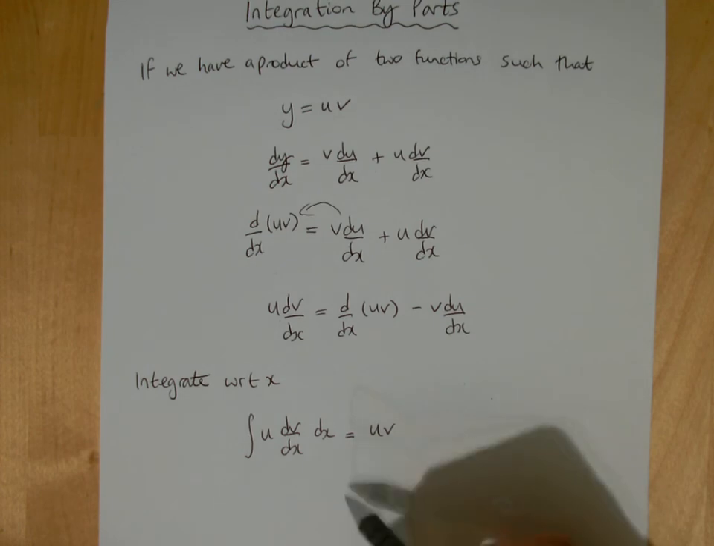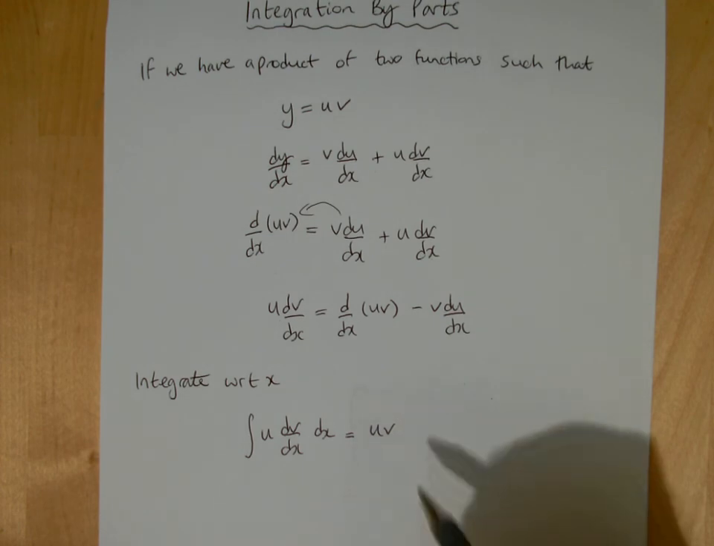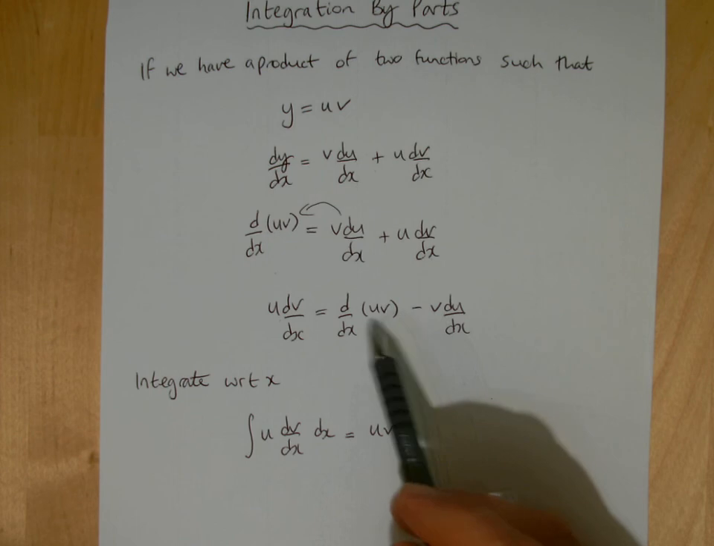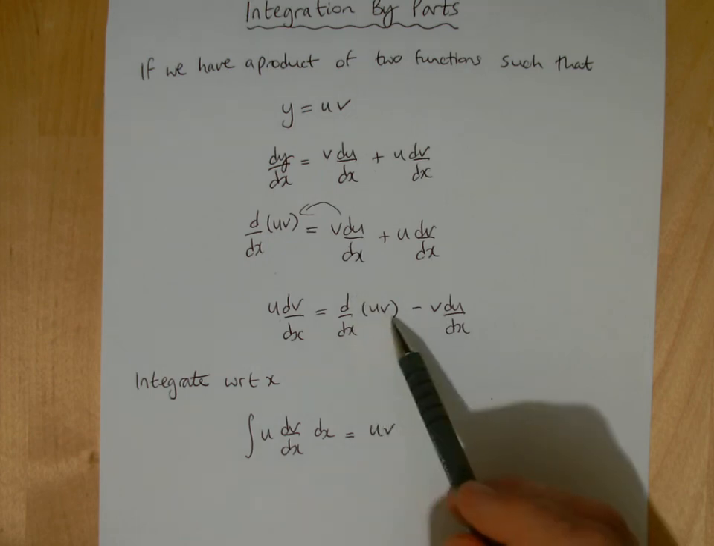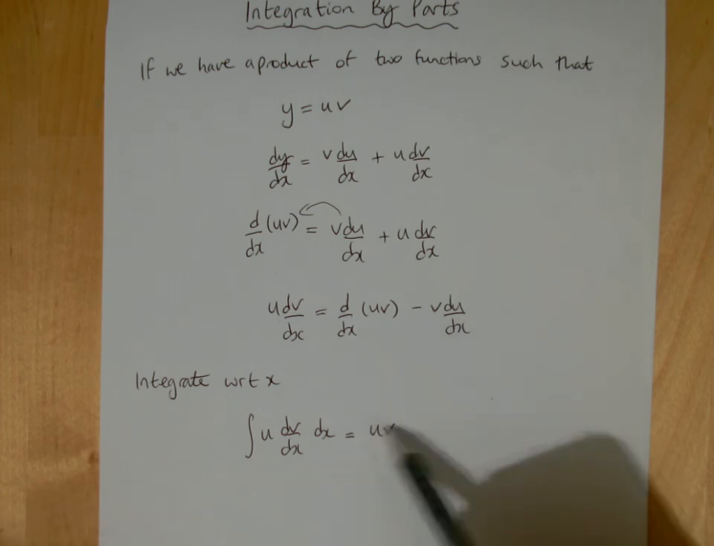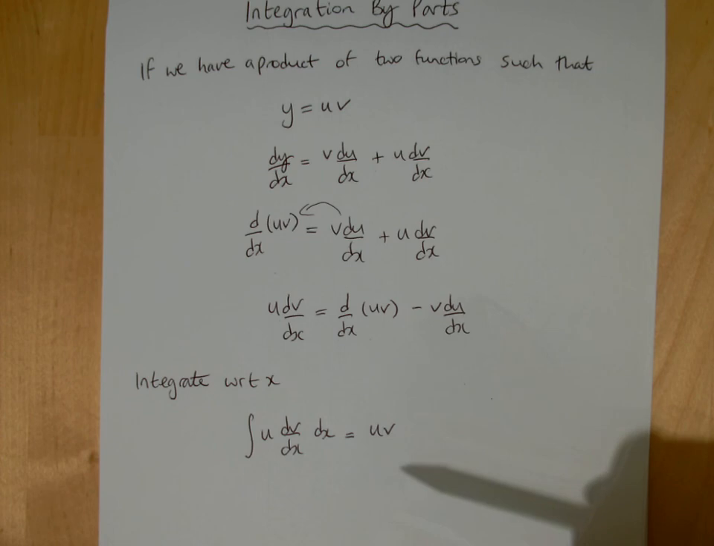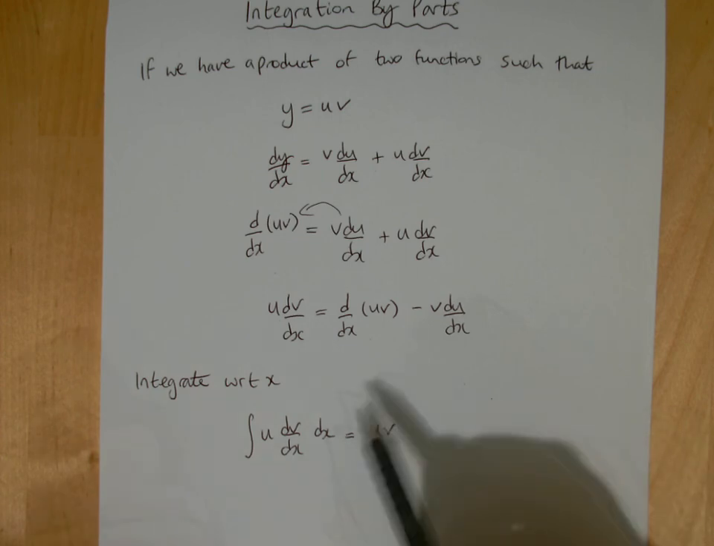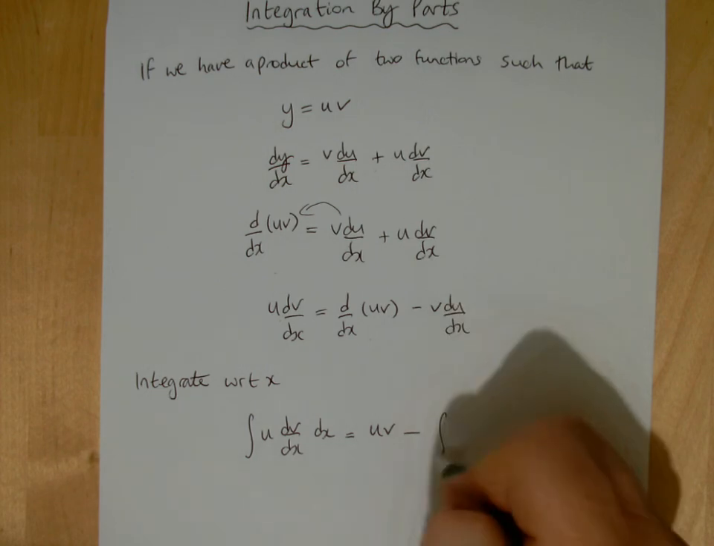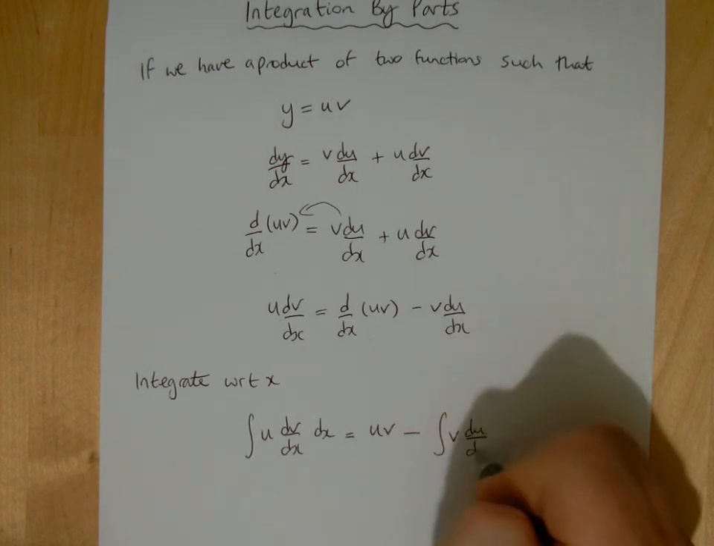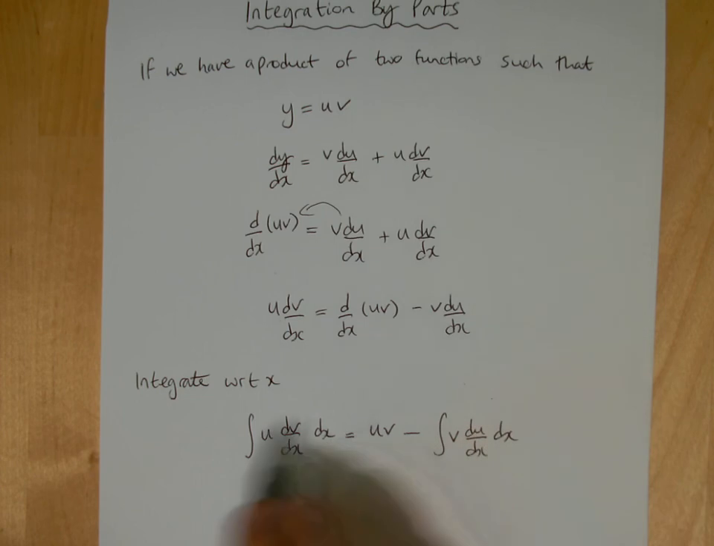So I don't need to write an integral symbol there, because I'm just doing the opposite process. This is d by dx of uv, the derivative of uv, so the opposite process will just take me back to uv. So I've done the integration there. And then you've got minus the integral of v du dx with respect to x. And this is the formula that we're going to use for integration by parts.